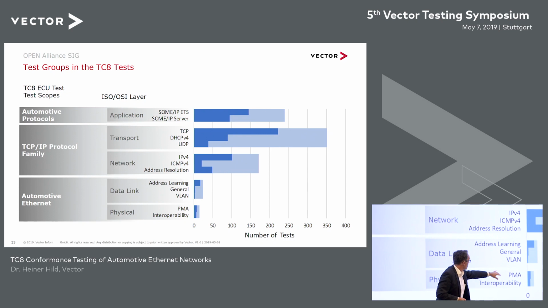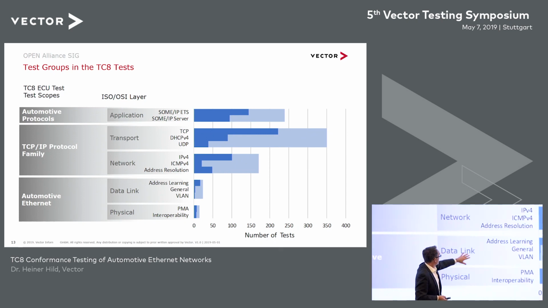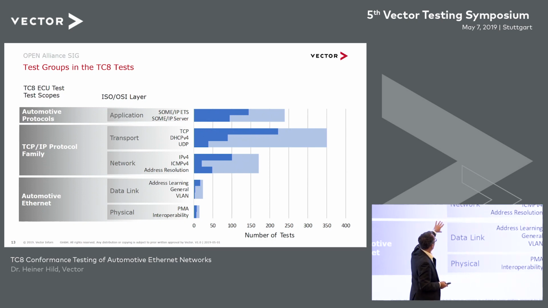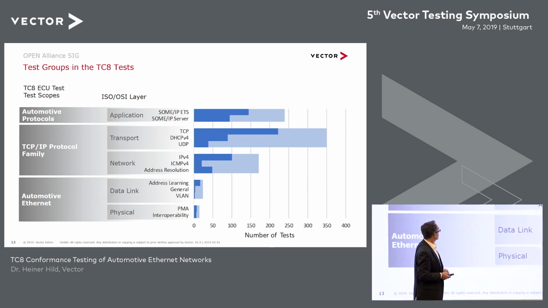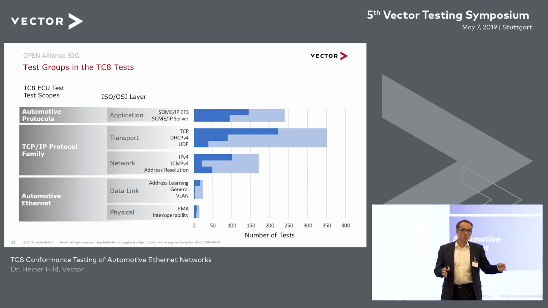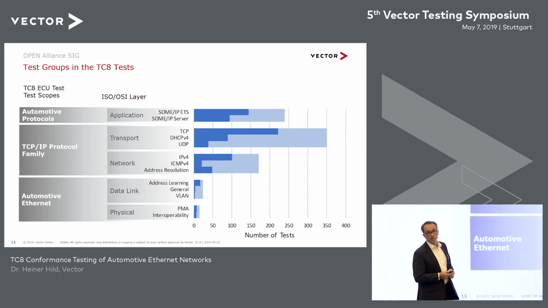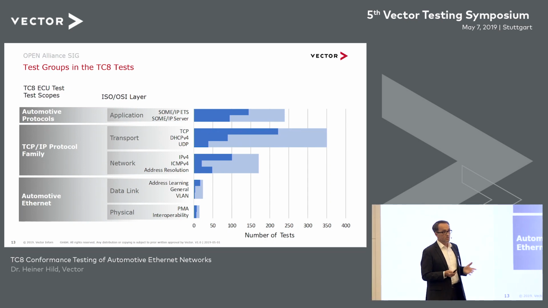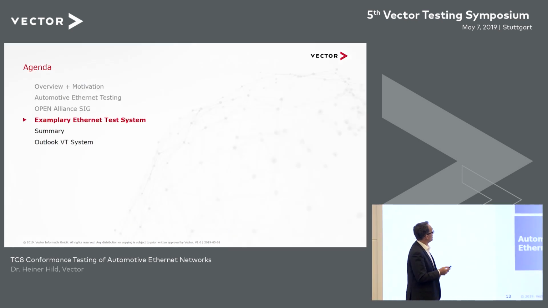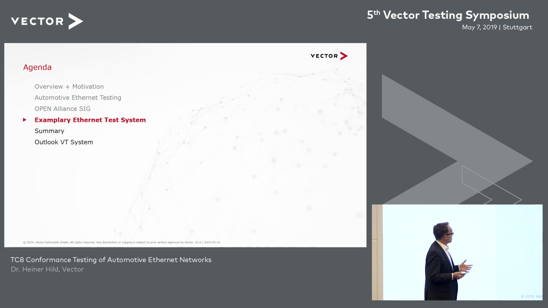On the physical layer, there are rather few tests, just 20, and on the data link level, another 25 maybe. The main volume of tests is on the higher protocol levels, network, but in particular also transport and application. So altogether, this amounts to more than 800 test cases that have been described, and of course they need to be tested somehow or other.